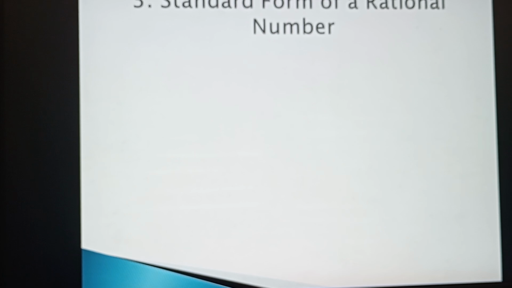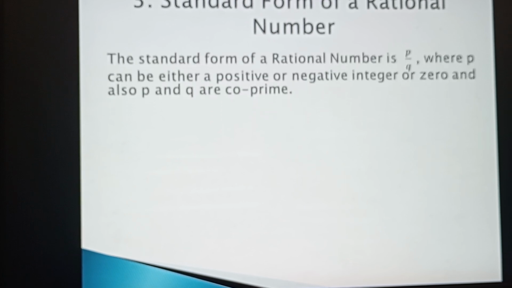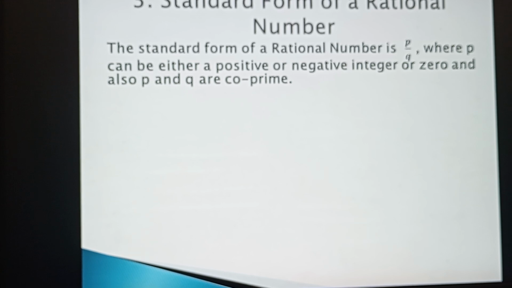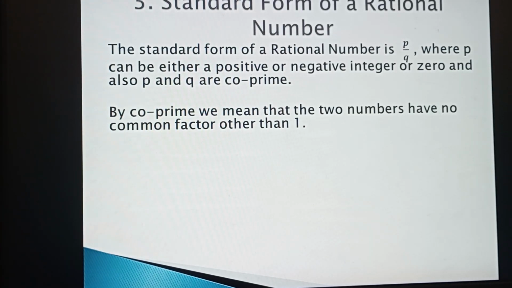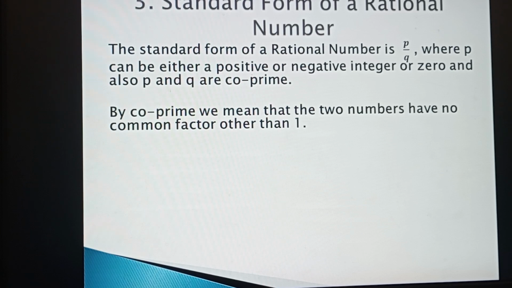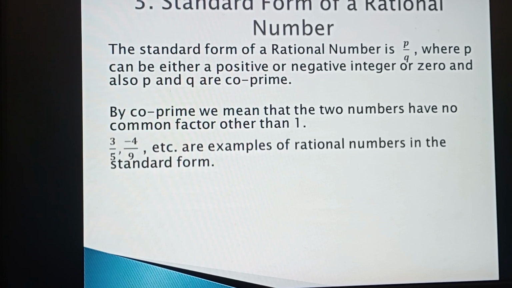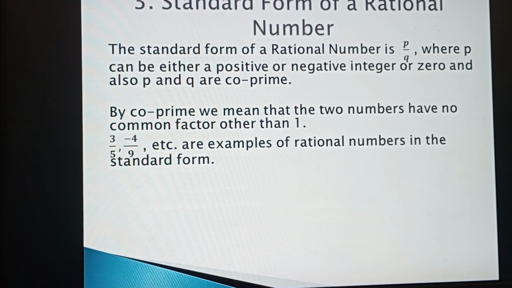The standard form of a rational number. The standard form of a rational number is p by q, where p and q can either be a positive or a negative integer or 0. And also p and q are co-prime. By co-prime, we mean that the two numbers have no common factor other than 1. These are examples: 3 by 5 and minus 4 by 9, etc. are in the standard form.